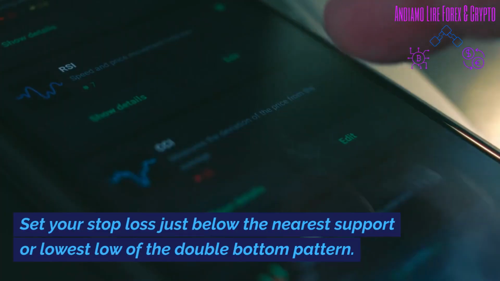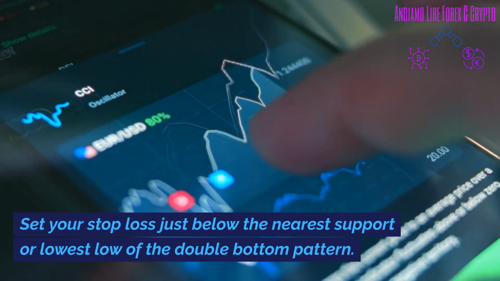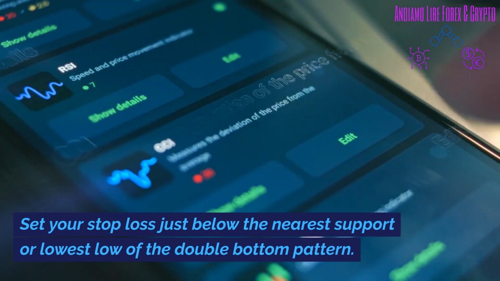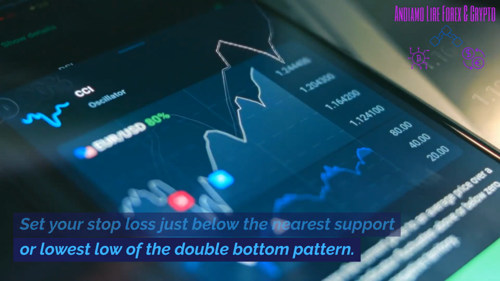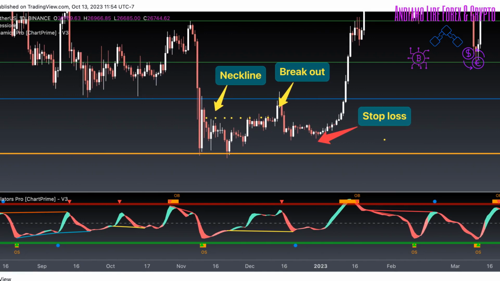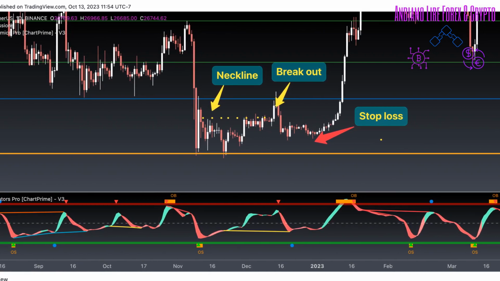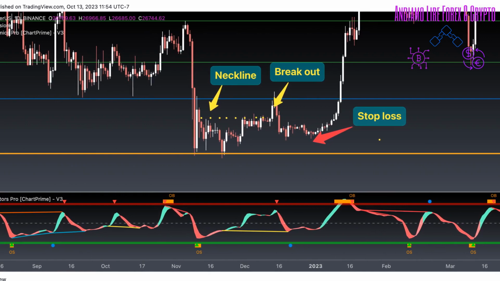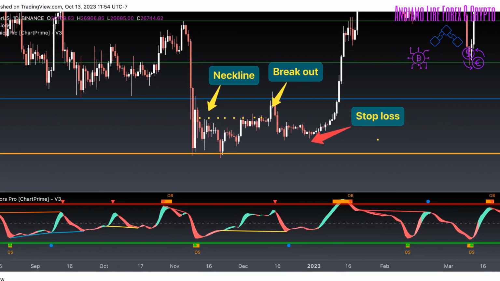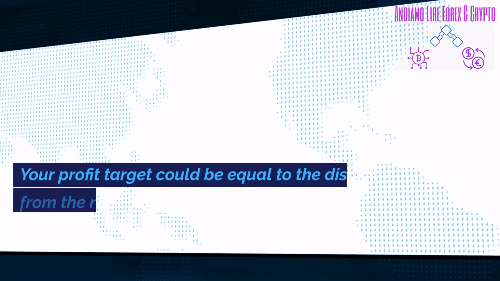Set your stop loss just below the nearest support or lowest level of the double bottom pattern. You can try different points to place your stop loss out. Experiment with that and make sure you journal all your back testing. Again, this is an example of where you place the stop loss. This gives you some idea where you might consider placing it. There's alternatives, there's options, so again, experiment where you think the stop loss is best placed for yourself.